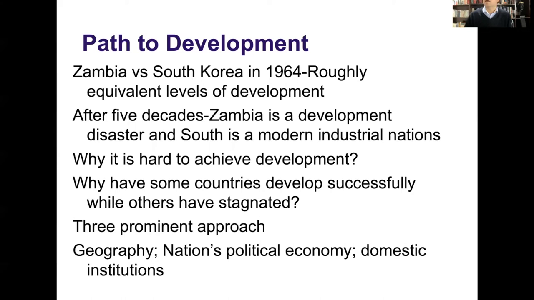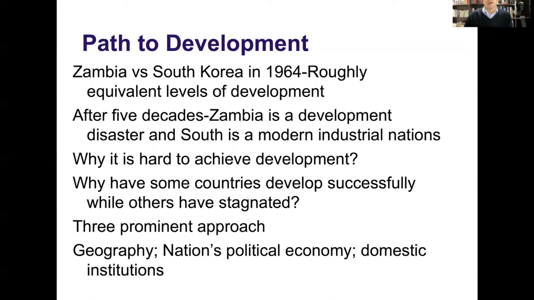And some questions we should ask ourselves is, why is it so hard for many countries to develop? While it is the primary aim of most countries to lead this development, it is very hard for them to achieve it. And of course, something which comes out of this is really the idea of what the reasons are for stagnation or successful development.